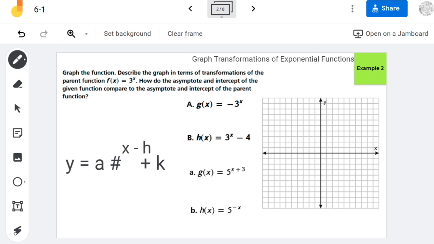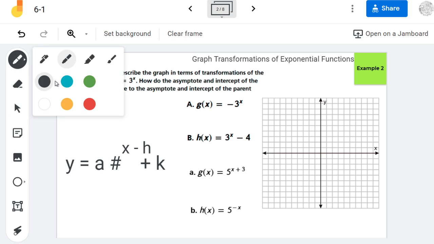In today's video, I'm covering example 2 from section 6-1 in the SavvasRealize Algebra 2 textbook. The goal of today's video is to graph transformations of exponential functions. And so what I'm going to be doing is I'm actually going to be doing a lot of this on Desmos, but I wanted to talk about the transformations real quick so you know what to expect.